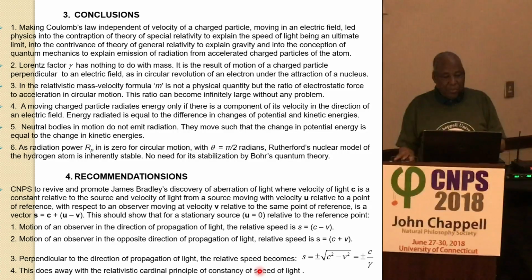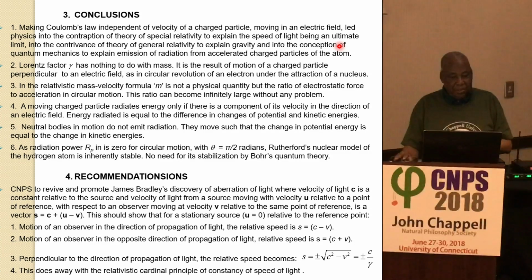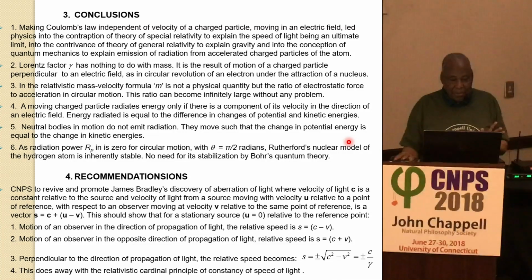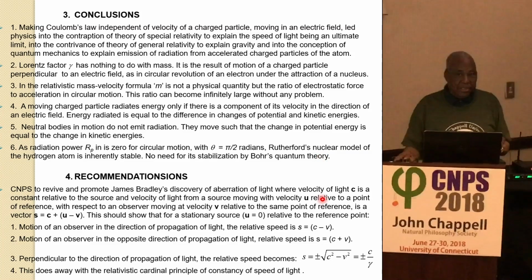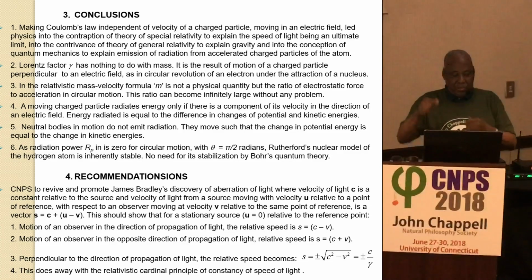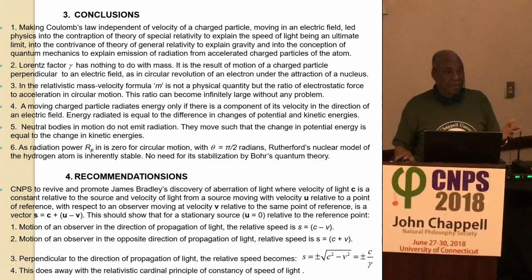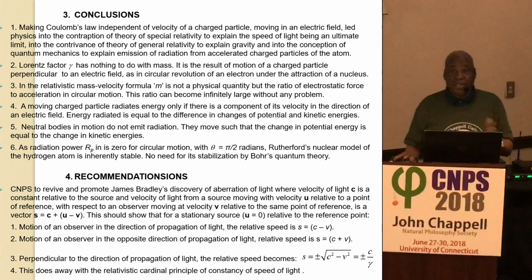I think the most important outcome of this paper is that Rutherford's nuclear model of the hydrogen atom is inherently stable. There is no need for its stabilization by Bohr's quantum theory. Rutherford was very much worried when he proposed his nuclear model of the hydrogen atom, because at that time, that atom should not have survived. Classically, the electron will spiral around the nucleus and collide with the nucleus, but it didn't. Atoms are about the most stable entities in nature.